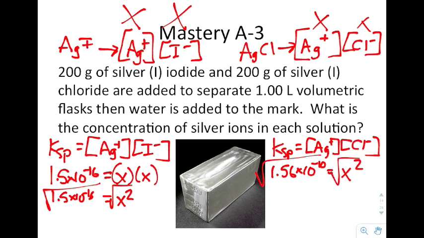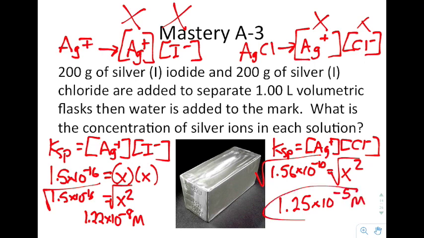Now, if you were to look at the solubility of silver iodide, it's 1.22 times 10 to the minus 8th molarity, okay, which is a really, really small value. But if you were to look at the other one, silver chloride, it's 1.25 times 10 to the minus 5th molarity. Now that may not seem like a huge difference because they're both very small, but you can get about 1,000 times more silver chloride in solution than you can silver iodide.